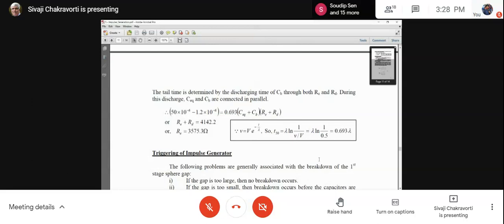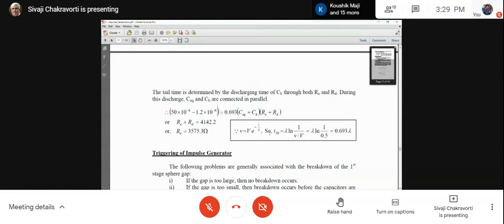But this T50 is not the tail time, because this v is equal to capital V e to the power minus T by lambda, and this T is always calculated from the peak value. And the peak value occurs at 1.2 microsecond. But the 50 microsecond tail time is always computed from the virtual zero. So what we do is take 50 microsecond minus the wavefront time. That becomes the time from the peak of the wave. So we put that as the T50, that is from the peak, not from the virtual zero.